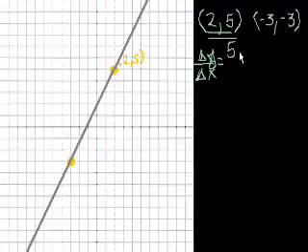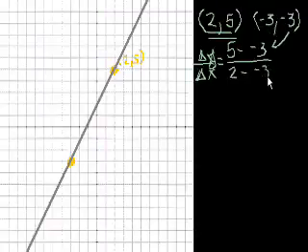5 minus negative 3, and that's this one, over, now you do the change in x, 2 minus, this is also negative 3. Well, 5 minus negative 3, that's 5 plus 3, so that equals 8. And then 2 minus negative 3, once again that's 2 plus 3, so that equals 5. So we figured out the slope of this equation. It's 8 over 5. And let's see if that makes sense.